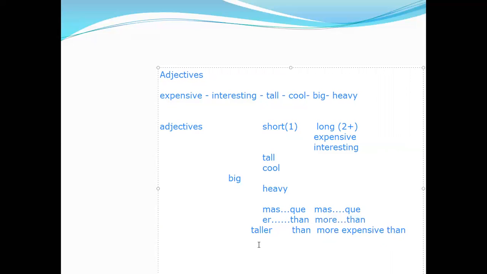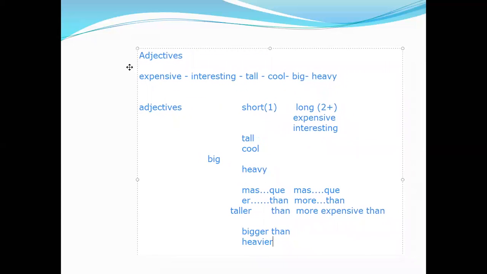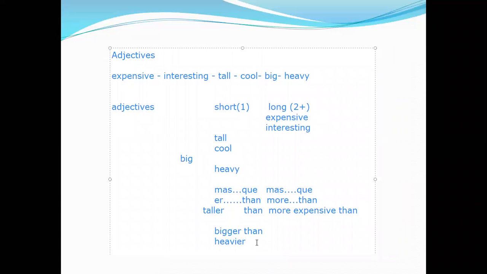These are exceptions. Then when we have the short ones, we need to be careful with the following characteristic. For example, big. When we have consonant, vowel, consonant, we need to double the last consonant and we add er, bigger than. So this is very common with short ones. And as well, when we have heavy, okay, we said that it is short, we change the y to i and we add er. So we say heavier. These are the rules that we got whenever we start to refer to adjectives.